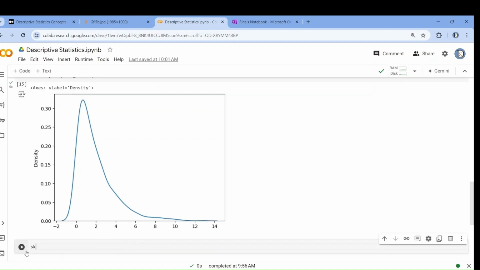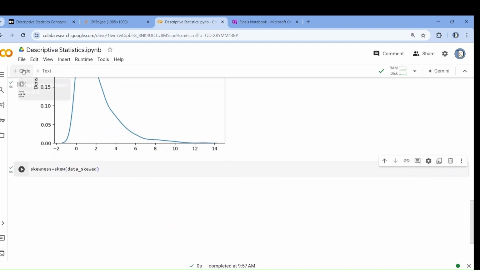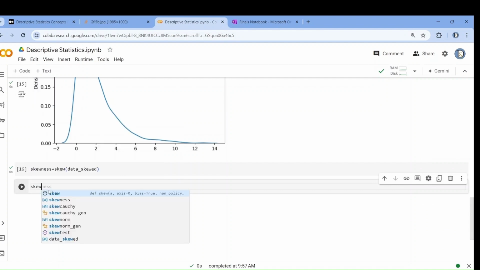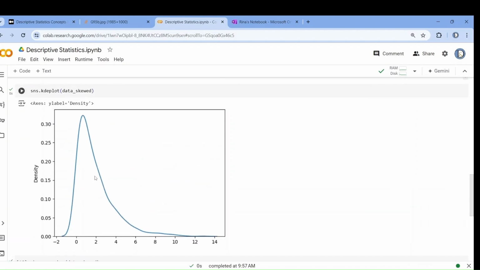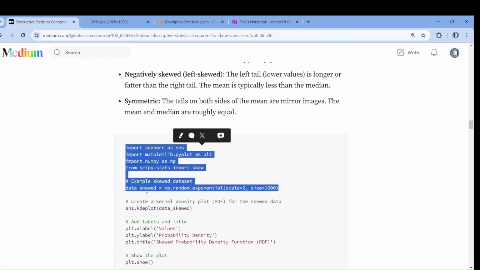Now if I try to measure the skewness, then I can write the skew function. I have to use the skew function on data_skewed. Now let me run this one. Just type skewness, then I can see the skewness value. Okay, fine. So we can measure the numerical number, we can plot, and we can understand that the data set is not symmetrical, and we can understand whether the data set is skewed. If skewed, then positively skewed or negatively skewed. If not skewed, then the data set is symmetrical. Fine. So we can find the shape of the data set.